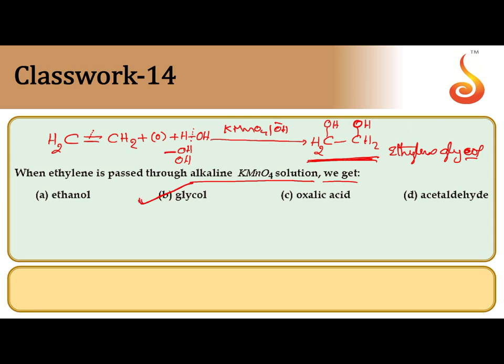So in this process, two OH groups are added at the C=C double bond. That's why the process is also called hydroxylation. This is an example of an oxidation reaction. One oxygen and one hydrogen are added. Hydroxylation: two OH groups are added from the same side. That's why this is an example of syn addition. So the correct answer is B.